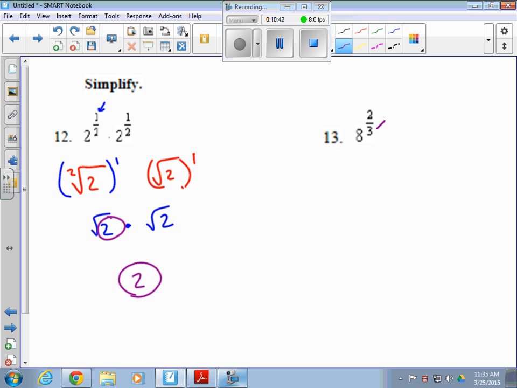Again, the bottom number is the index. So that's saying the cube root of 8. The top number is what you raise it to after you take the root. So the cube root of 8, 2 times 2 times 2 is 8. So the cube root is 2, and 2 squared is 4.